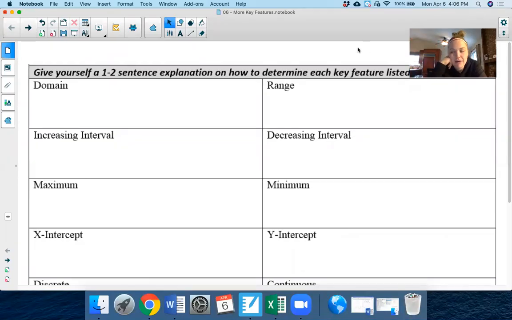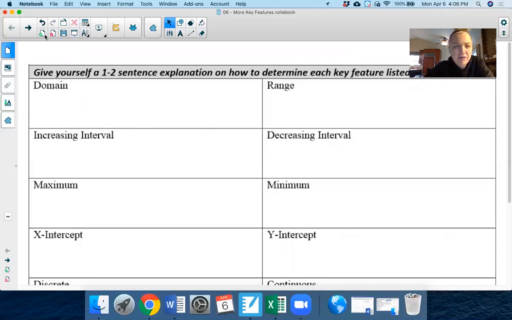Yesterday we talked about domain and range, the x and y intercepts, and continuous and discrete functions. Today we are going to write down some of that as definitions so that you have it all in one place. We are also going to talk about a couple of extra things like decreasing and increasing intervals, maximums and minimums, and get a little more practice with some of what we talked about yesterday. So let's get started with a couple of these definitions.